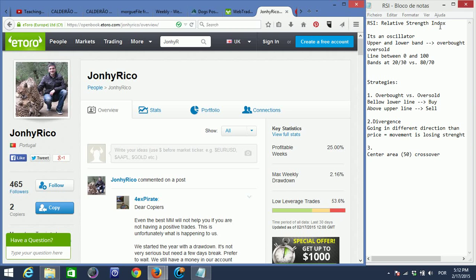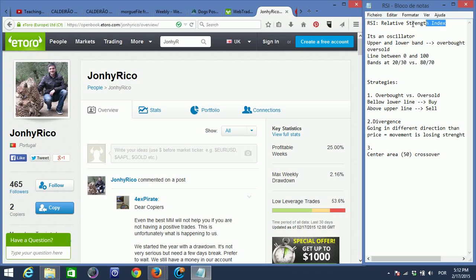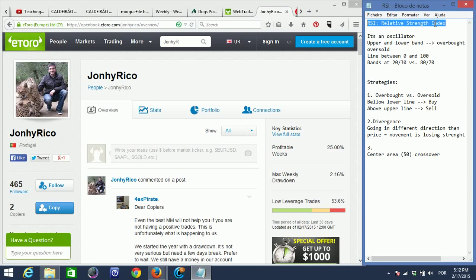This time we're going to be talking about the RSI, the Relative Strength Index, to help you trading stocks, Forex, indexes, anything that you might be trading. We will use eToro as the example, but this should be useful regardless of what platform you use for trading.